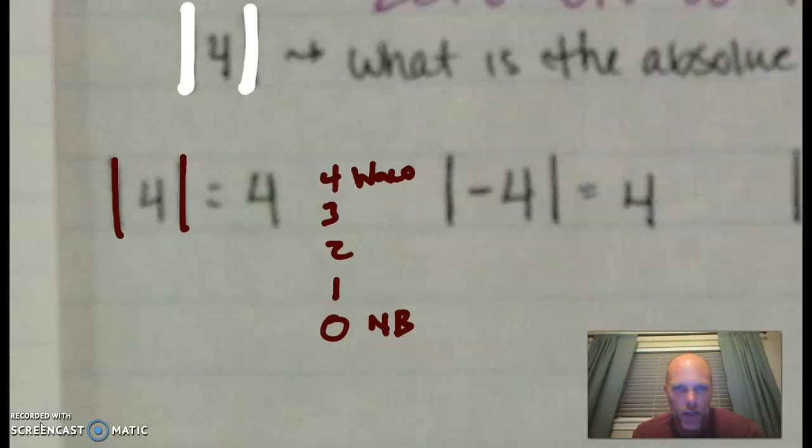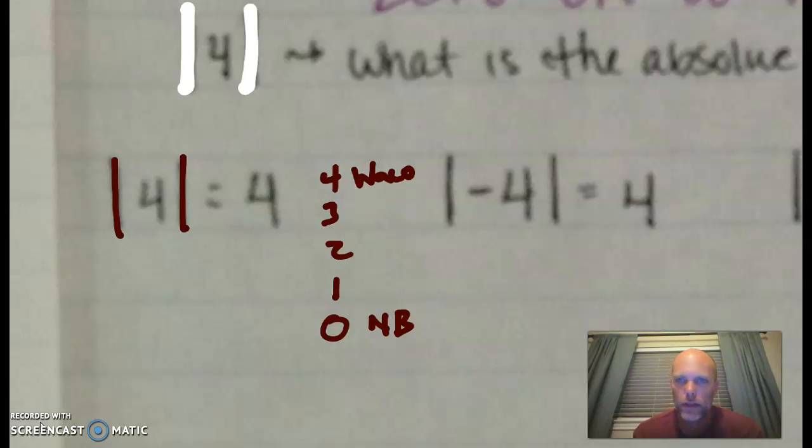You wouldn't say it's positive 4. You just say 4. Okay, that's what those lines mean. That's what that symbol means on the outside. It means how far is it, not what direction. The direction doesn't matter in absolute value.